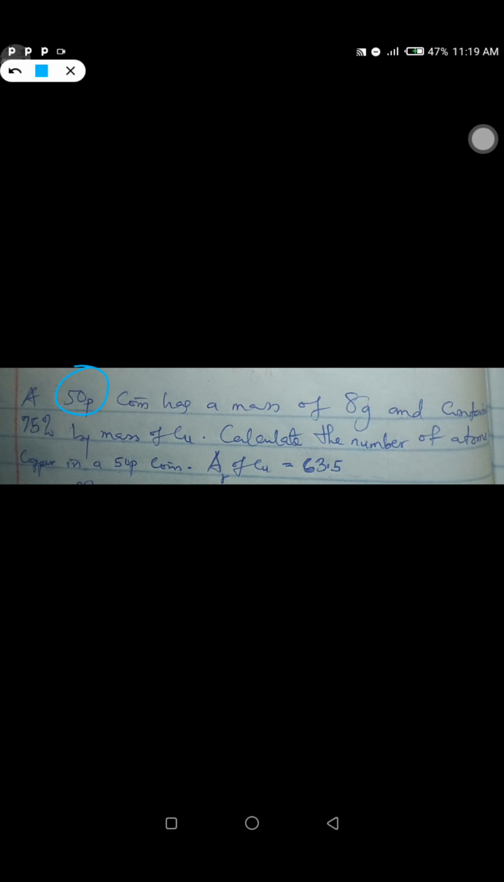Now to solve this kind of question, they said a 50p coin. Leave the 50p coin, you don't need all this information. A 50p coin has a mass of this and contains this percent by mass of copper. You don't need all this about the 50p coin. Just scrap that. It doesn't have any effect on your calculation. It's just like I say, a black man has a mass of 8 grams. Will I start calculating a black man? No, of course. It doesn't have a relationship.